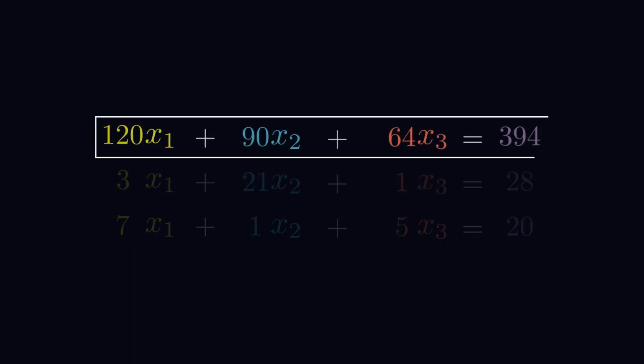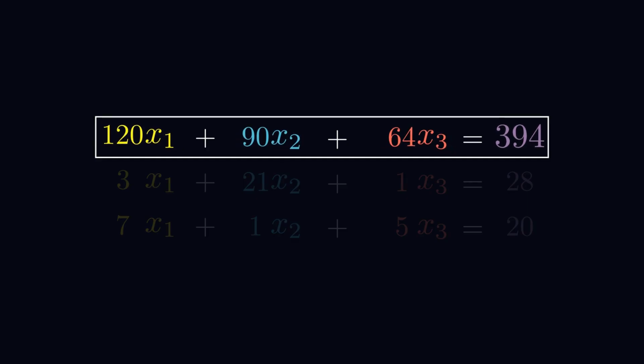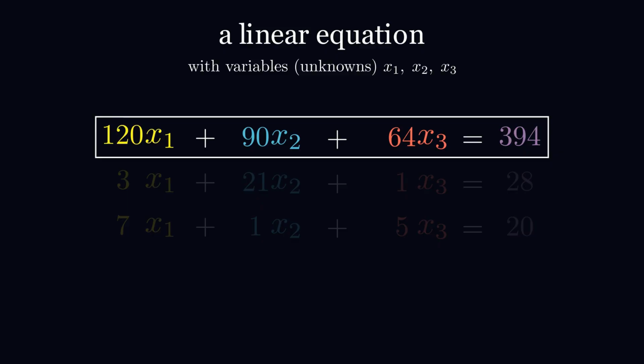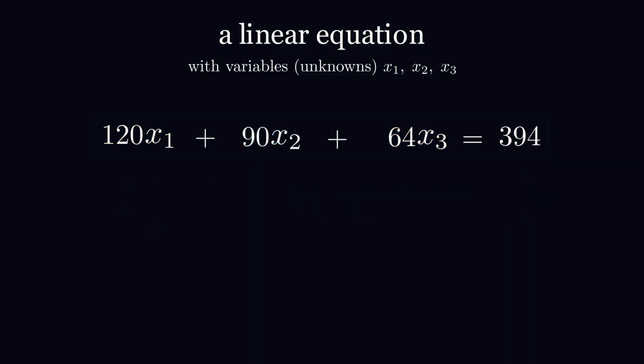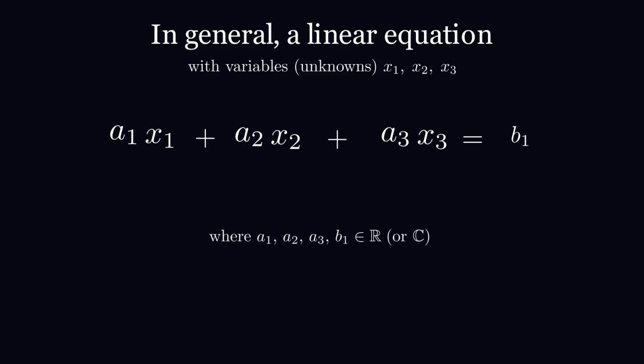Let's zoom in on just one row, for example, the row corresponding to calories. It says a combination of variables, x1, x2, and x3 must equal the target number. That kind of rule is called a linear equation. In general, a linear equation in three variables, x1, x2, and x3, has the following form. Here, the scalars a1, a2, and a3, and also the constant term b are real numbers.